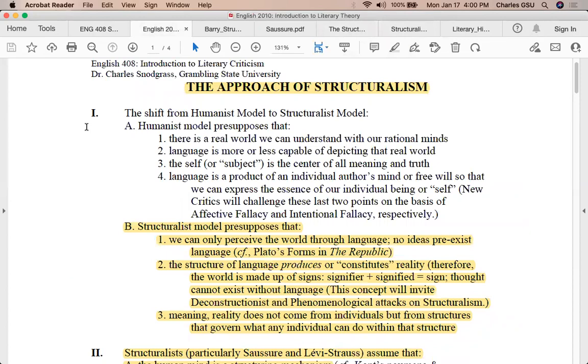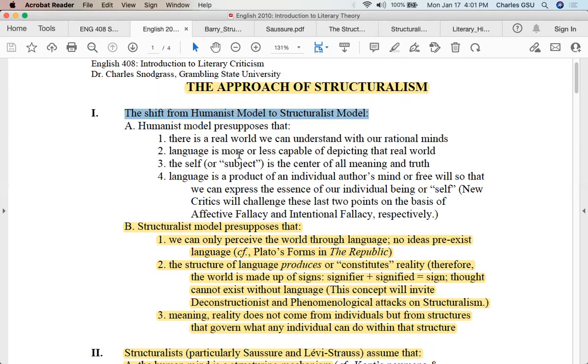So I'd like to begin with a handout, as I call it, on the approach of structuralism, or the approach of last week, liberal humanism / new criticism. A little handout that kind of distills the basic ideas and concepts down to a couple of pages. So we're going to shift from the humanist model to the structuralist model.